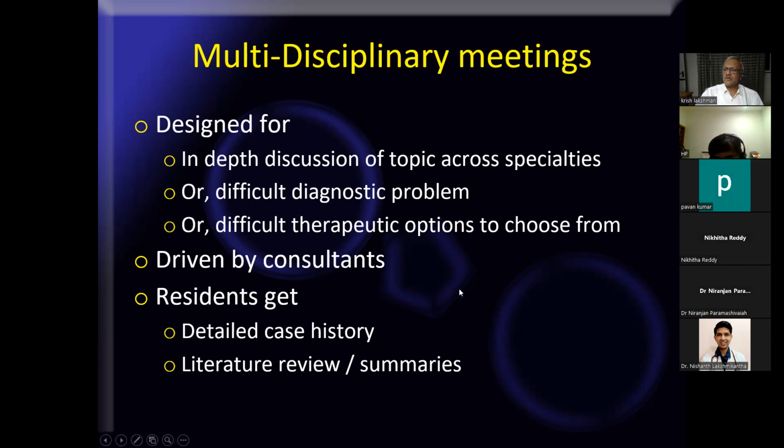We do not have MDTs, but we do have them for common topics like tuberculosis. We have CPCs and the like. And this is actually driven by consultants. Even though we encourage our youngsters to conduct it themselves, and in the past the youngsters have conducted it, as I said, it is driven by consultants. So whenever I have been in charge of an MDT, I have actually spoon-fed juniors to say exactly what to say, so that the discussion is under control.